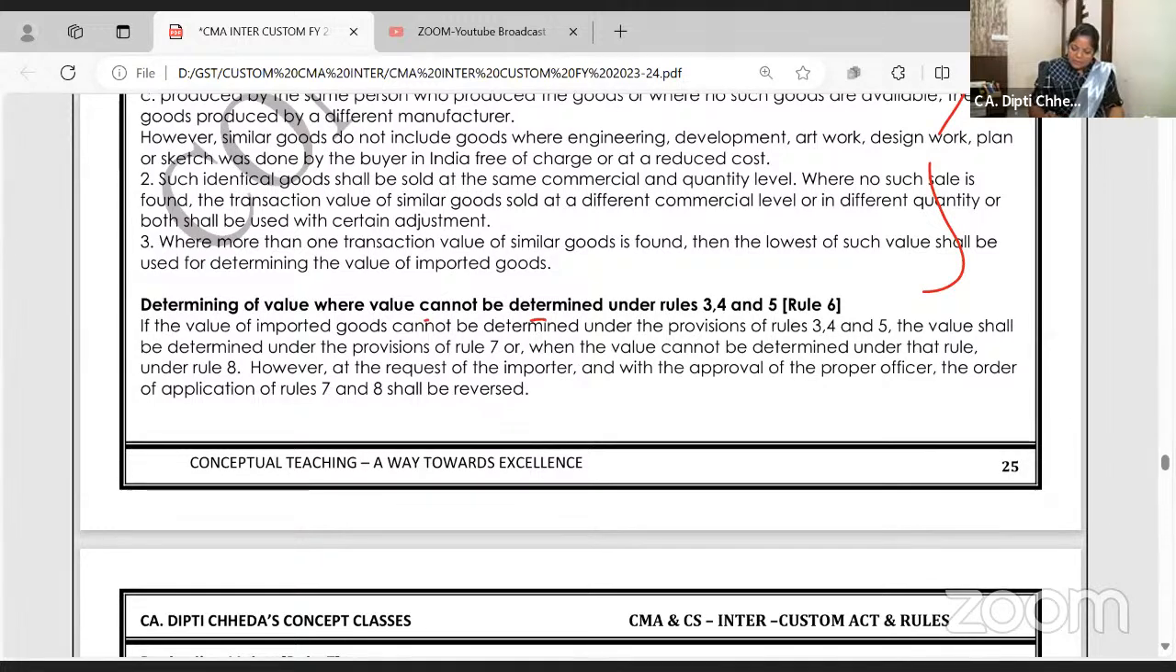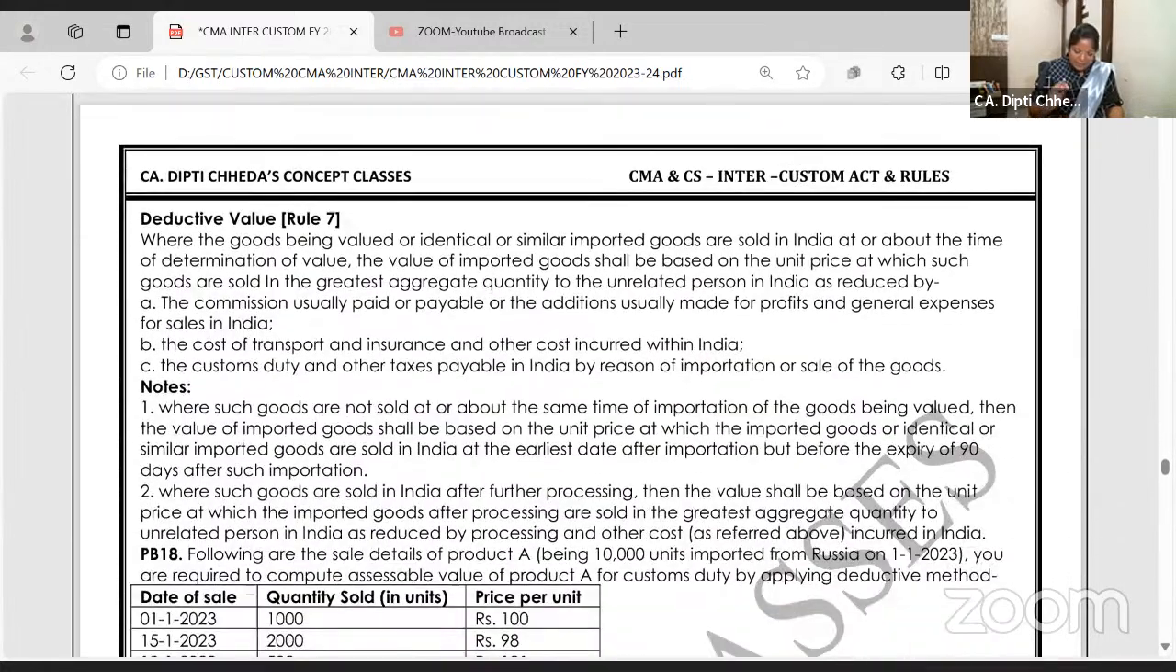If the value cannot be determined with transaction value, similar goods or identical goods, then you can take up deductive value. What is deductive value? What did I tell you? We will minus. Understood? I think last class I did the problem, like in safeguarding also, normal price minus this, similarly.